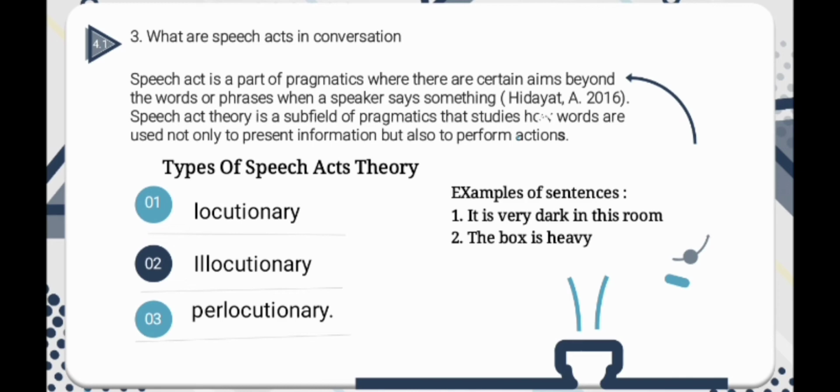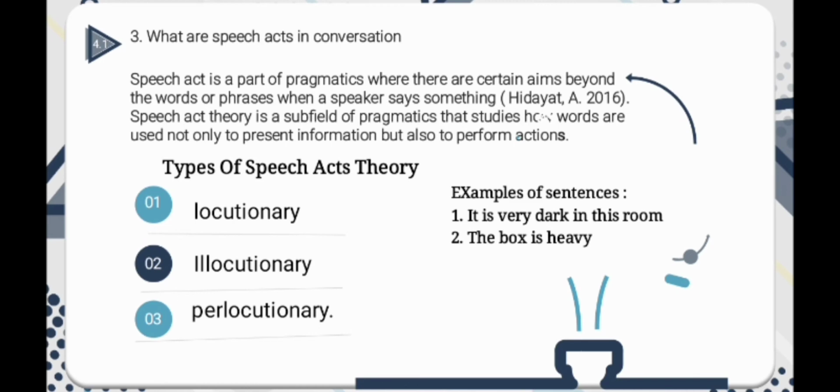Next, the second type is illocutionary. Illocutionary acts are carried out through the communicative power of an utterance, such as promising, apologizing, and offering. Illocutionary acts can be a real picture of the condition of interaction. Based on the example above, the first sentence indicates a request to turn on the light, and the second sentence indicates a request to lift the box.